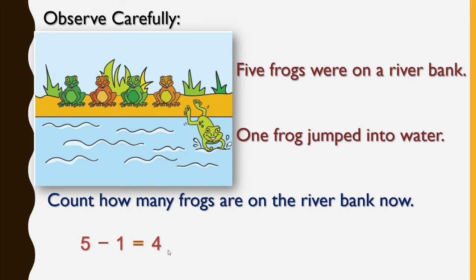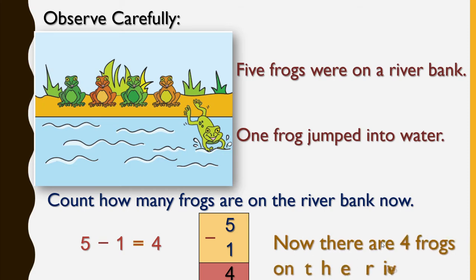Same thing we will write in the other way by making a box. First, how many were there? 5 were there on the river bank. Right? So 5 here. Okay. Here minus. How many jumped into the water? 1. So let us write 1 here. Now you know 5 minus 1, that is 4. Or here you can count 1, 2, 3, 4. 4 are on the river bank. Right? So here now there are 4 frogs on the river bank.